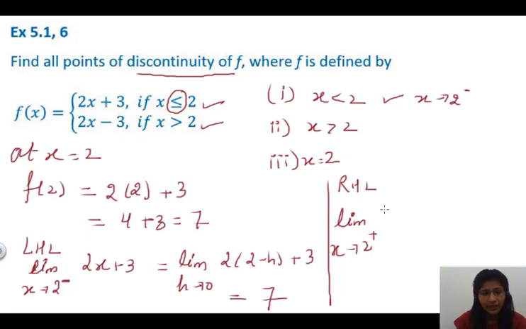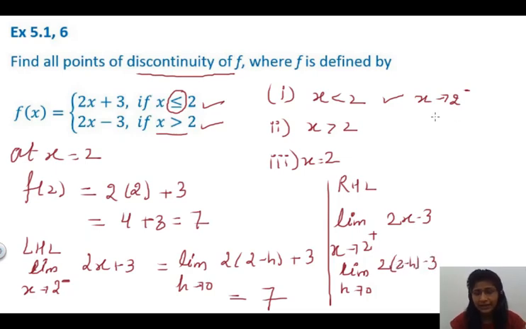Now if I check RHL, just to see, you will write limit x tending to 2 plus. The function, as you can see, for greater than 2 is 2x minus 3. Now limit h tending to 0, and instead of x you are going to write 2 plus h, minus 3. Now let us solve it. When you solve it, you put the value of h as 0. So 2 twos are 4, 4 minus 3. What do you get? 1 is the answer.